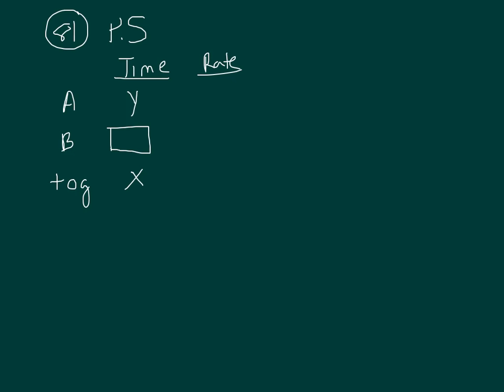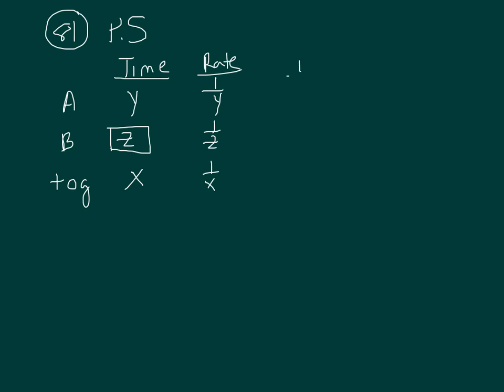So the way you determine the rate for machine A working with other machines, it's just 1 over Y. It's reciprocal. And I'll call this Z. We're trying to find Z. So that would be 1 over Z for B's rate. And then 1 over X for together.